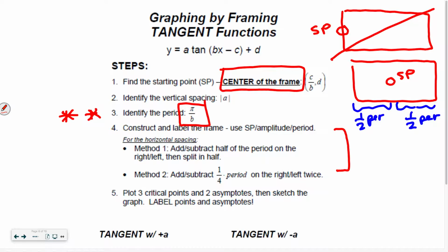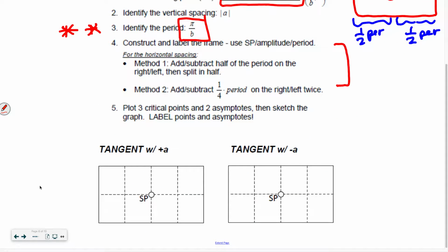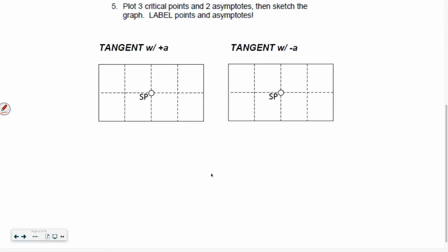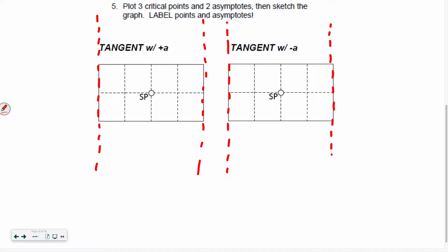Of course, you'll label the asymptotes and the critical points. Make sure that you fill in these 2 pictures for tangent. Your asymptotes are always going to be on the outer part of your frame. Tangent will pass through the starting point of your frame. And when tangent is positive, it's increasing from left to right. When tangent is negative, it's decreasing.